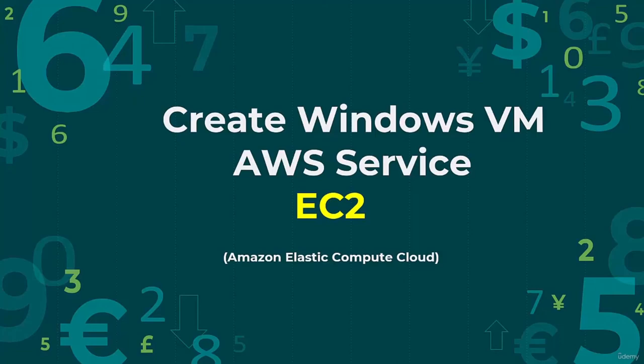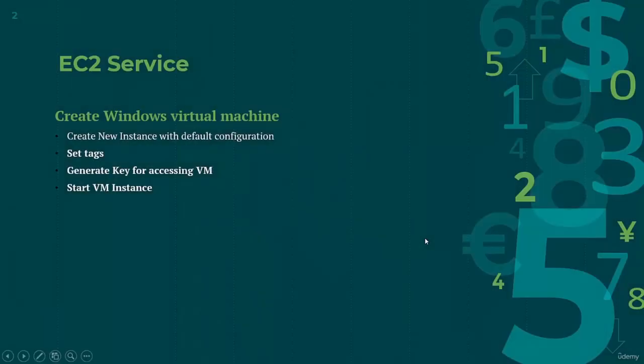Welcome back. So previously, we have seen how we can create a Linux VM by using an AWS service, and the service name was EC2. Now I will show you how we can create a Windows VM, meaning a Windows virtual machine, using the same EC2 service. So these are the steps we are going to perform.